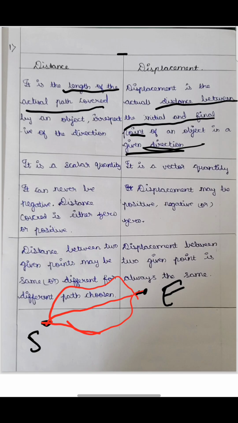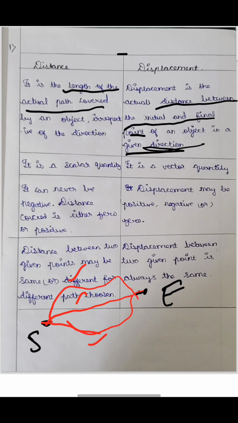and finishing point. So distance is nothing but the length of the path we are choosing to reach the final point from the starting point. We can either choose the first path or second path or third path. With whichever path we choose, the length of that path is called distance.